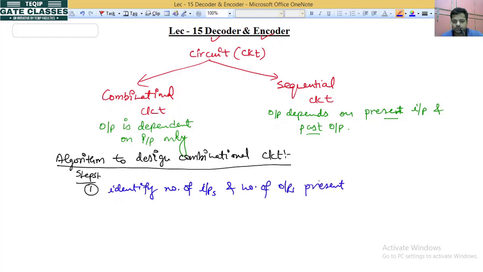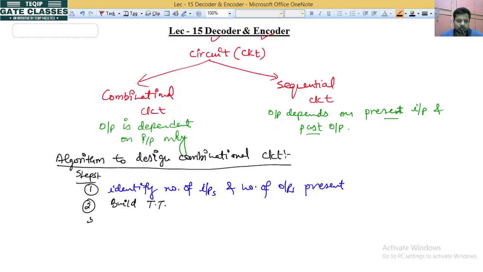Whatever problem is given to design a combinational circuit, first of all we identify how many inputs and outputs are there in the combinational circuit. Now the second point: when we know how many inputs and outputs there are, then you go for the truth table. So build or create the truth table.